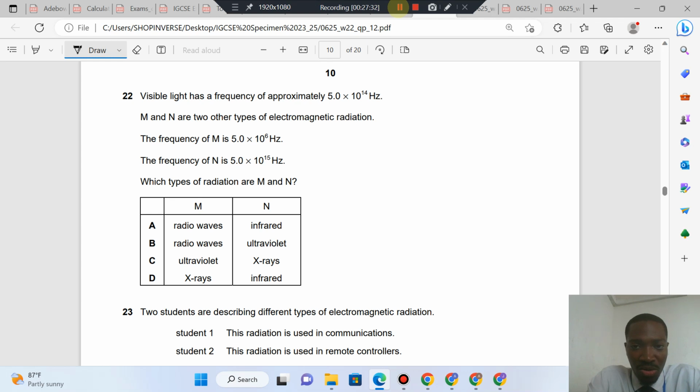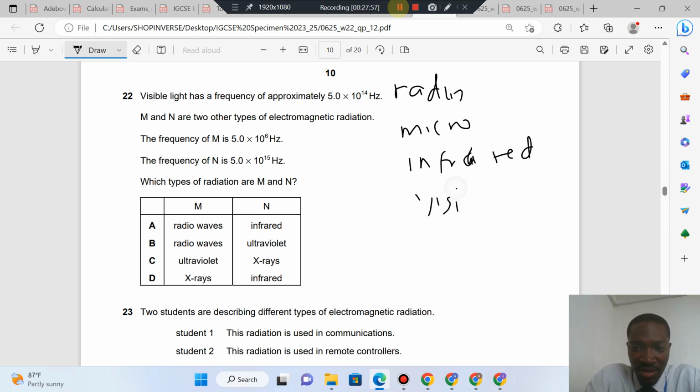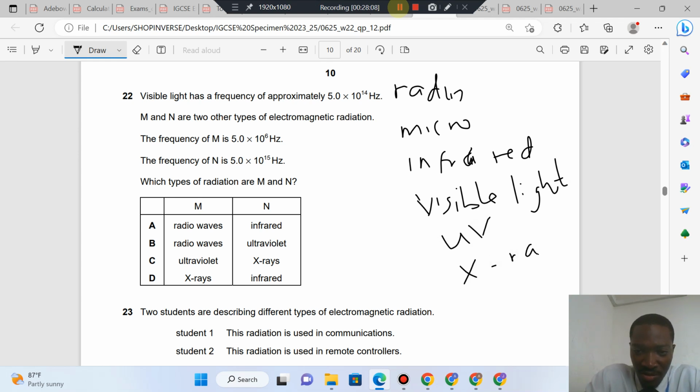Now we try to list out all the components of the electromagnetic spectrum. What do we have? We have radio waves, microwaves, infrared rays, visible light, ultraviolet, X-rays, and gamma rays.